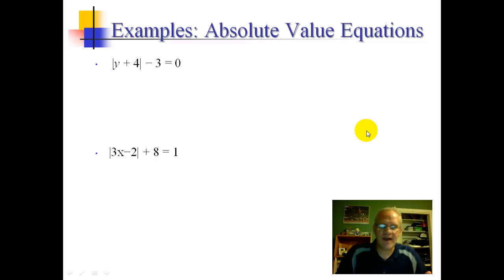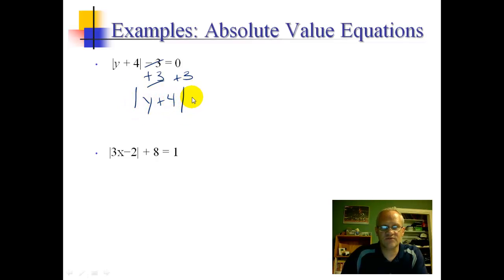Now there's a few things attached to the absolute value. Notice up here on the top one, I have the absolute value of y plus 4, minus 3. The absolute value expression is not by itself. It has the -3. So what I have to do is take whatever's been attached to it and move it to the other side. So I'm going to do +3. Those will cancel. So I have the absolute value of y plus 4 equals 3. Now I've got the absolute value expression by itself.